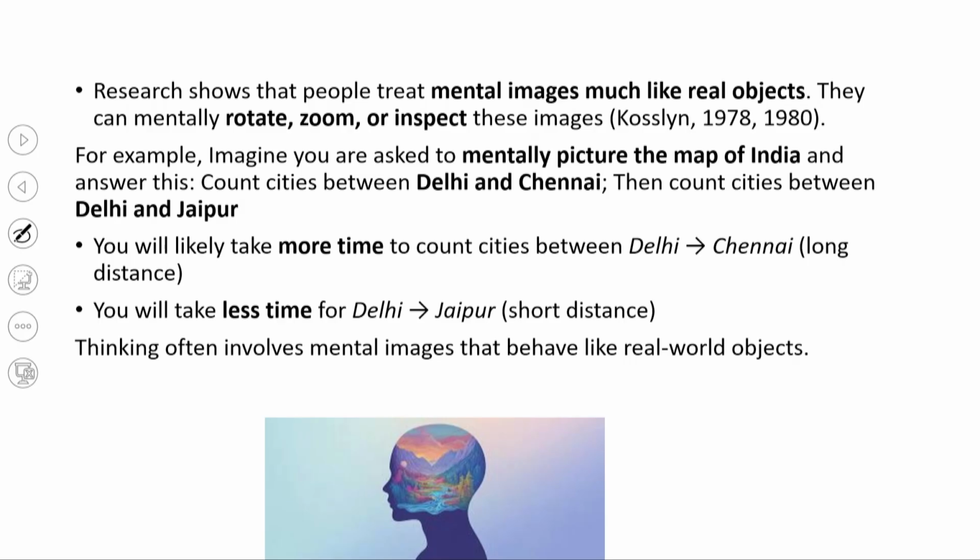For example, imagine you are asked to mentally picture the map of India and answer this. Count cities between Delhi and Chennai, then count cities between Delhi and Jaipur. Okay? So, this is a map. We can create a mental image of the map of India, and we have some ideas about where the different states lie. And let us say somebody asks you to count the number of cities that come between Delhi and Chennai, and then again you are asked to count the cities between Delhi and Jaipur.